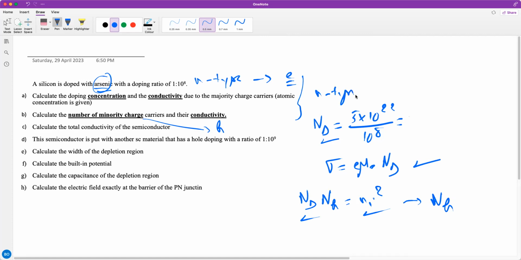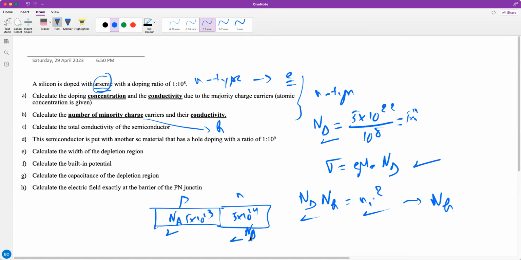The following question, to make the link with what we just saw: the semiconductor is put in contact with another semiconductor material that has a hole doping with a ratio of 1/10⁹. So now I am putting a p-type and n-type. The n-type has 5×10⁻14, this is Nd, and this is Na. Na is 5 divided by 10⁻⁹, which is 5×10⁻13.